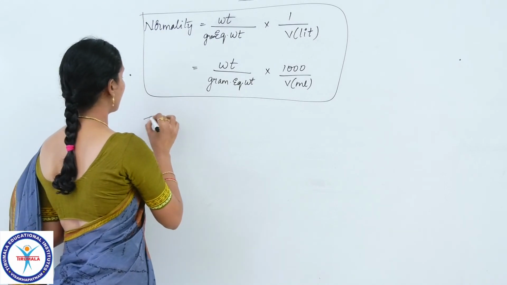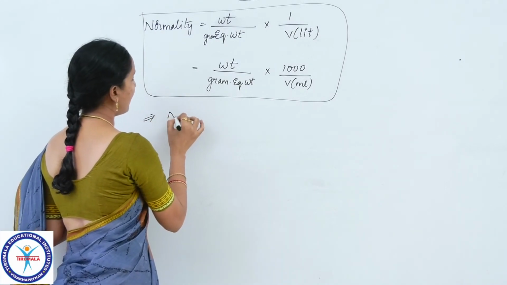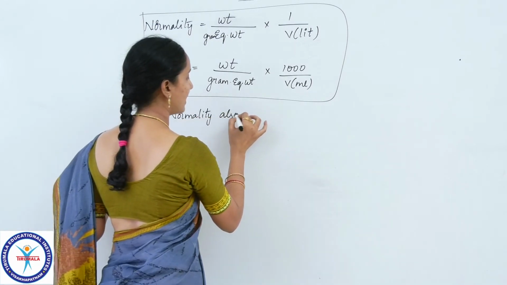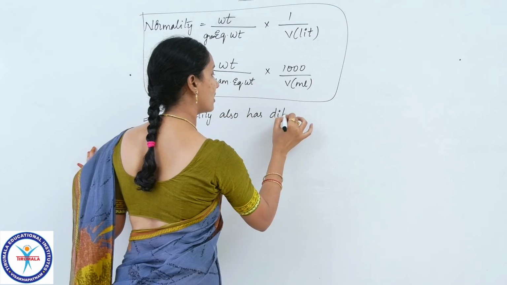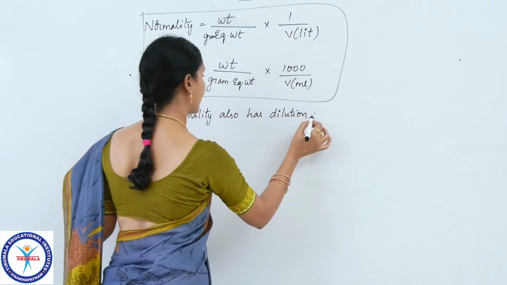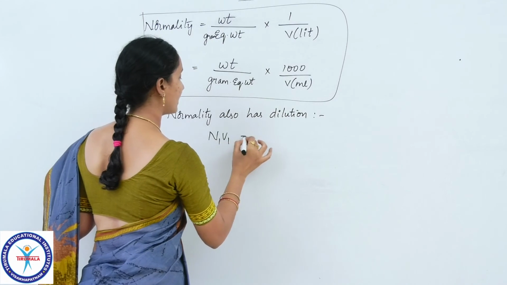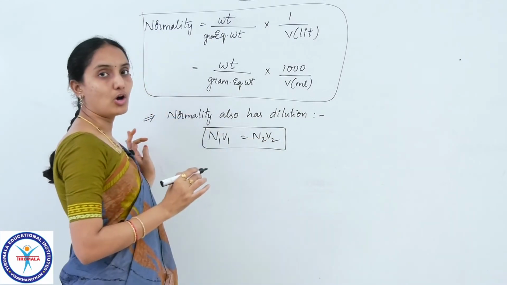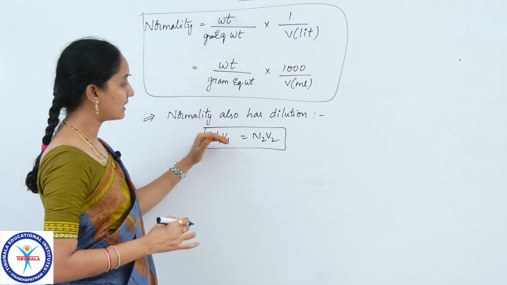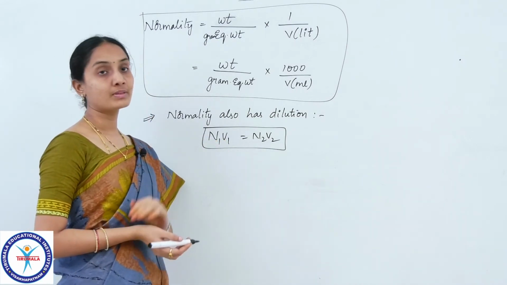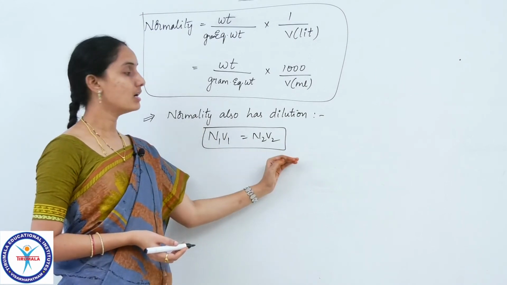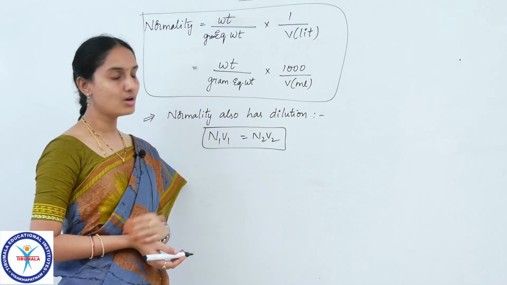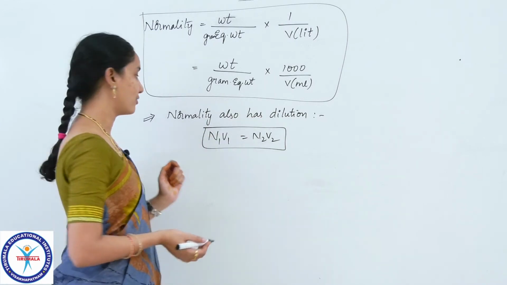So besides this, like molarity, normality also has a dilution law, where you can apply the formula N1V1 = N2V2, similar to that of molarity only. The product of normality and volume of a particular solution before dilution is equal to the product of normality and volume of that solution after dilution also. So this formula you can use as the dilution law.